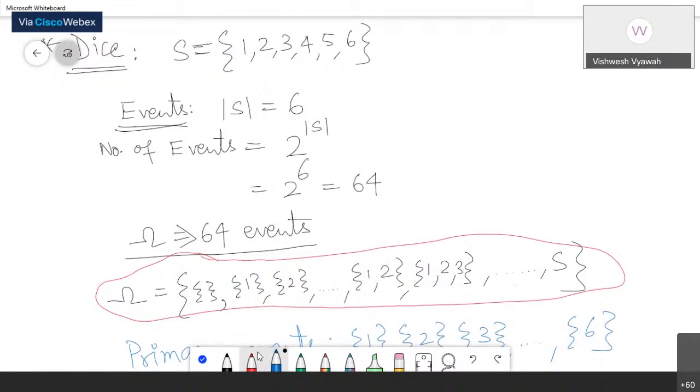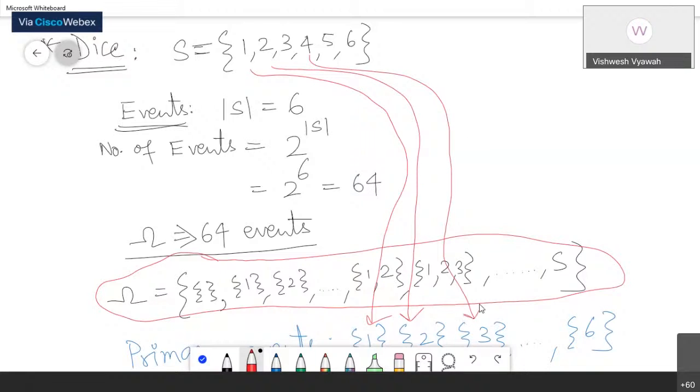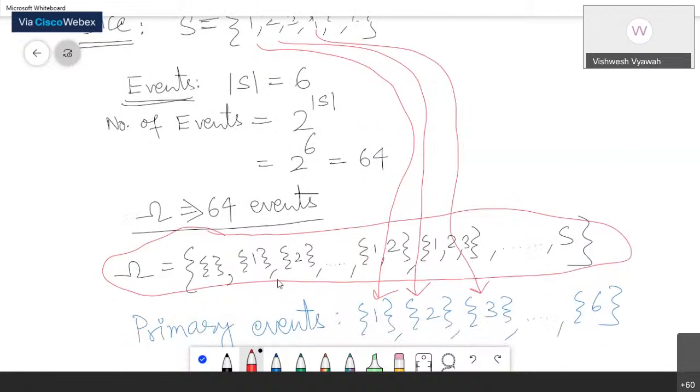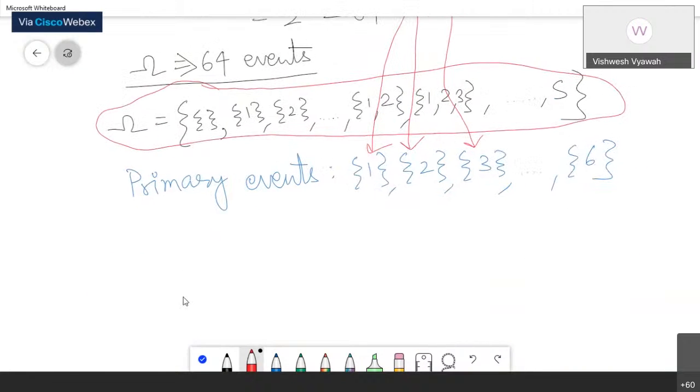So you take this one and you call it one set. Okay, you take this and you call it a second set. You take this, you call it a third set, like that. Okay, so these are all primary events. Why is this important? You will realize this. I'll come to that as and when the situation comes.